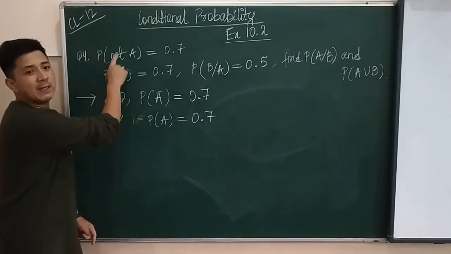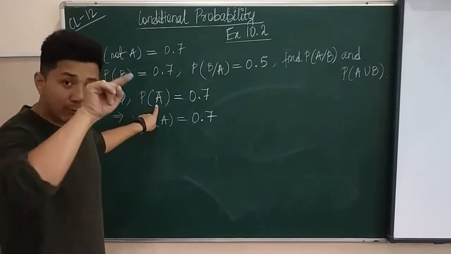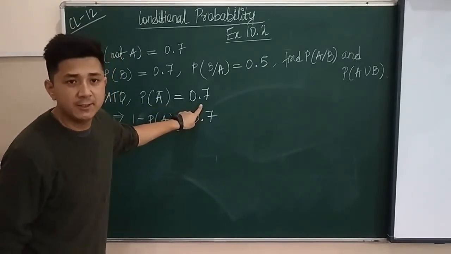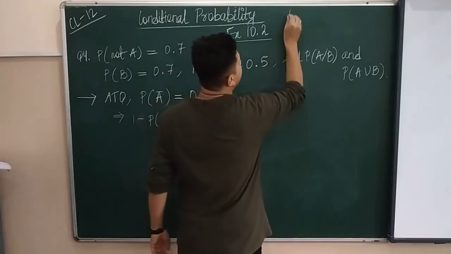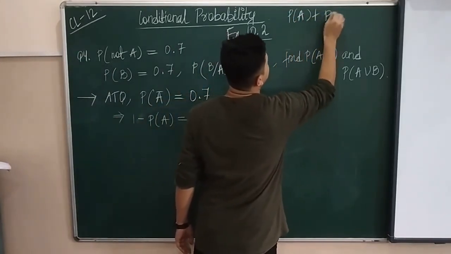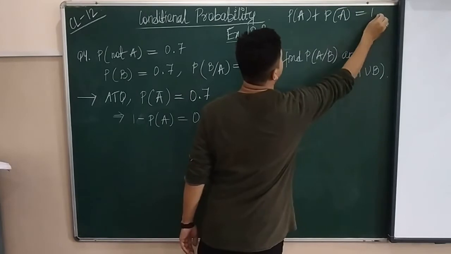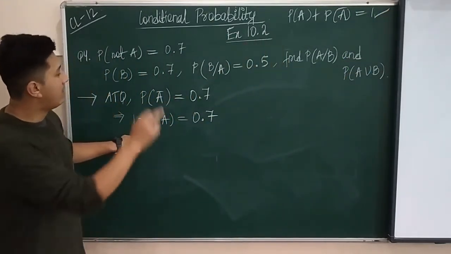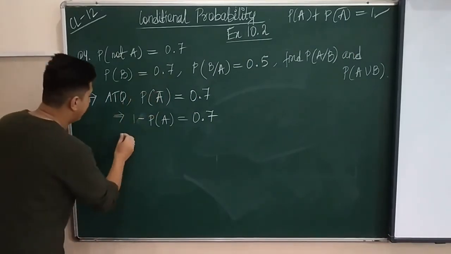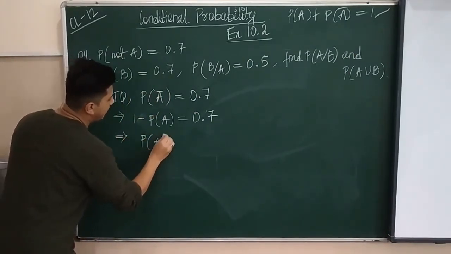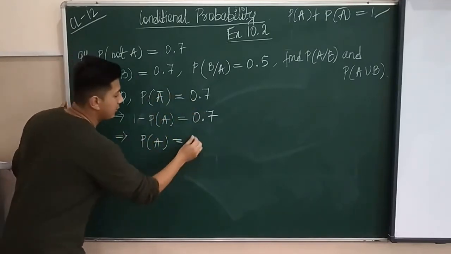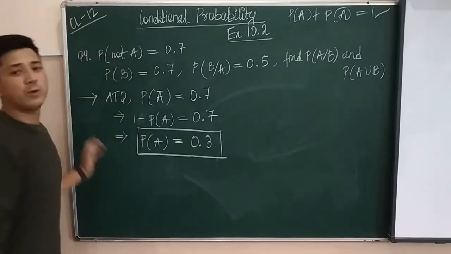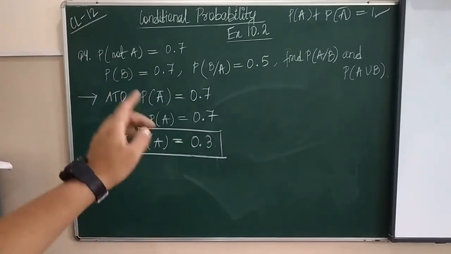So probability A naught, which means probability A complement, equals 0.7. So if probability A complement is 0.7, then we know probability of A plus probability of A bar equals 1. So use this formula. Probability A bar is 1 minus probability of A, so probability of A will be 1 minus this, so 0.3. So probability of A is 0.3.